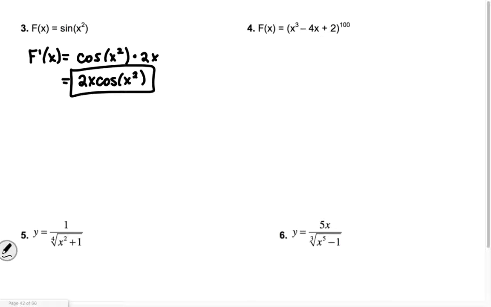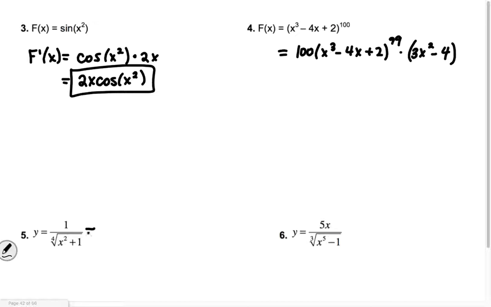Is it 100 times x cubed minus 4x plus 2 to the 99, and then times 3x minus 4? 100 times x cubed minus 4x plus 2 to the 99. And then times 3x squared minus 4. Okay, now the way that I wrote it right now would be incorrect. So be careful. What do I need? Yeah, you have to put parentheses around that last part. Perfect. Does that make sense?